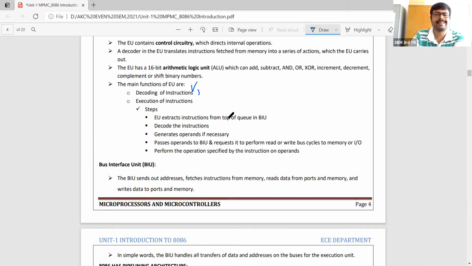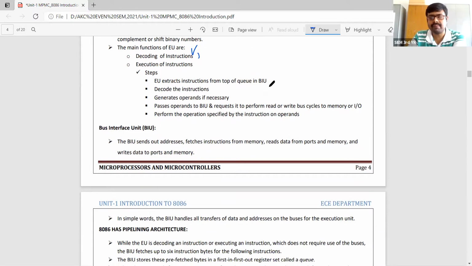First, the EU extracts the instruction from the top of the queue in the BIU. We know the queue architecture: position by position the instructions are there, and from this queue we fetch the instructions to be executed one by one. That is the normal phenomenon. Point number 2 is to decode the instructions. We have to fetch the instruction and internally extract the information associated with it. That is performed by the execution unit.